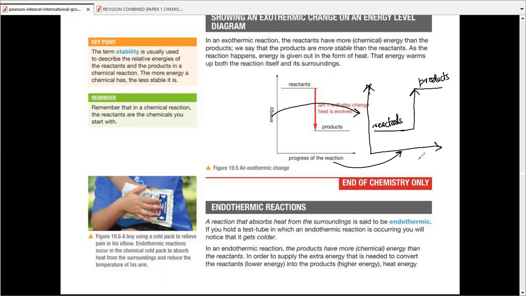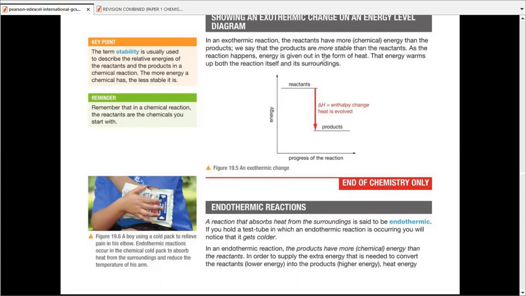The only changes would be reactants have lower energy, products have higher, and the arrow is pointed upwards, which means they have taken in energy, heat energy from the surroundings. That's why the surroundings tend to get a little bit colder, and we can feel it from a cold pack even, right? Yeah. Good, good.